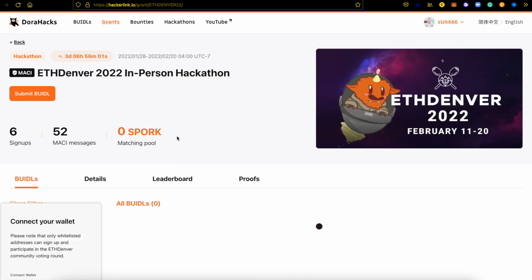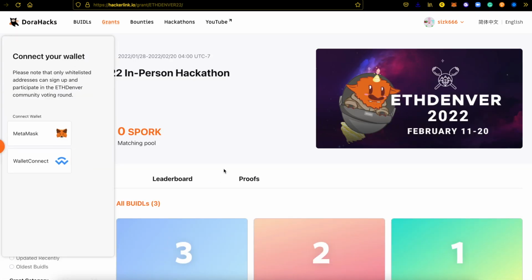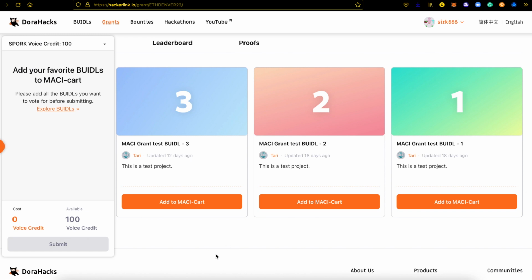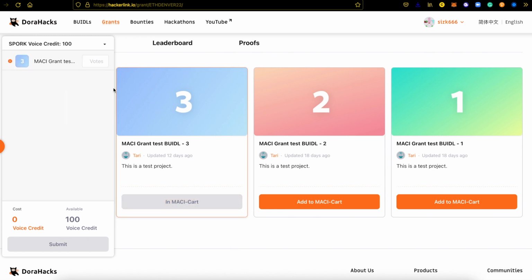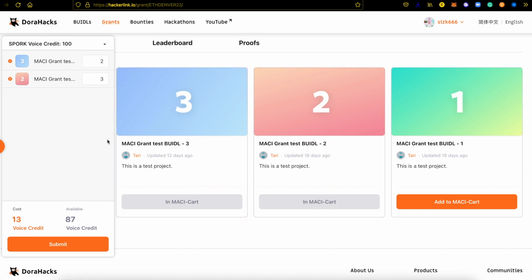First, you will have to connect your crypto wallet to the MACI card with Polygon Mainnet. This will equip your profile with Spork voting tokens. Then you are free to add builders into the MACI card and customize votes for each as you prefer. The amount of votes will be calculated based on the MACI quadratic voting mechanism.